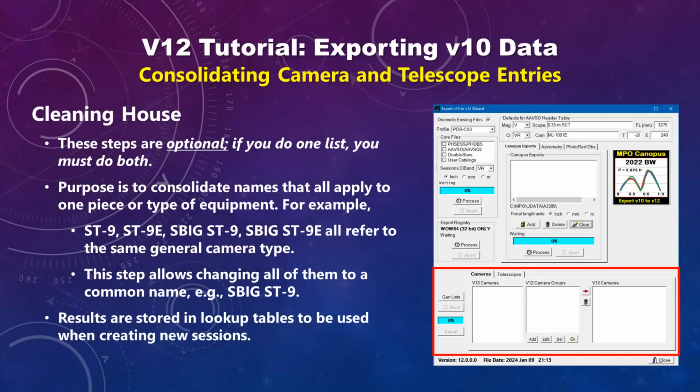Since the camera and telescope names were exported as part of the session files, consolidating their names is entirely optional, but it is still recommended. If you use consistent names in the camera and telescope fields in the version 10 sessions, then these steps will be quick, while serving to create version 12 lookup tables that will maintain that consistency. On the other hand, if, for example, you have several variations of names for the same camera, you may want to consolidate those names to a single name.